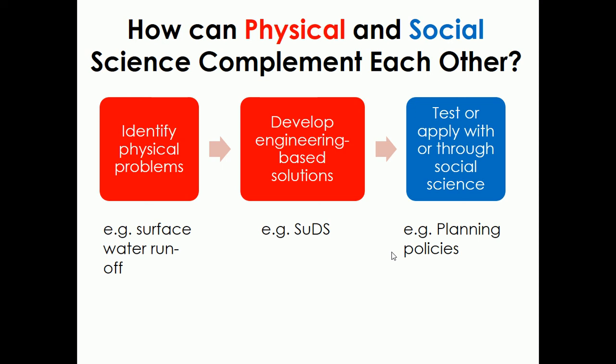So you might start here on the left, identifying a physical or a natural problem, for instance, surface water runoff, and saying, right, how do we solve this problem? We need an engineering, a hard solution to this, such as SUDS, sustainable urban drainage systems. And then you might bring in some social scientists just at the end to say, right, this is what we want to do. How do we deliver it through social science, through things like planning policies, for example? That's again the kind of classic model.